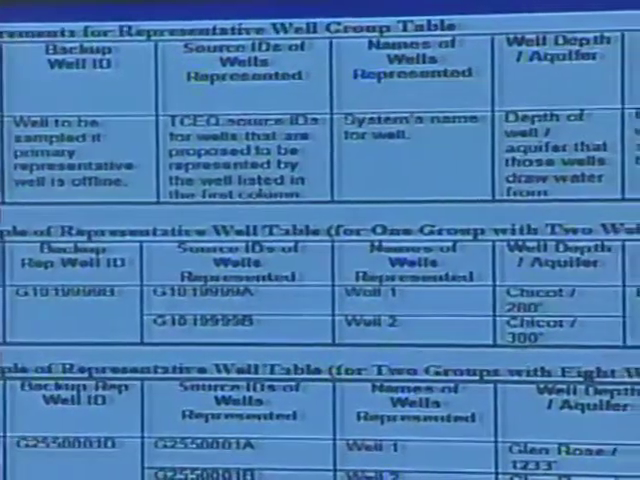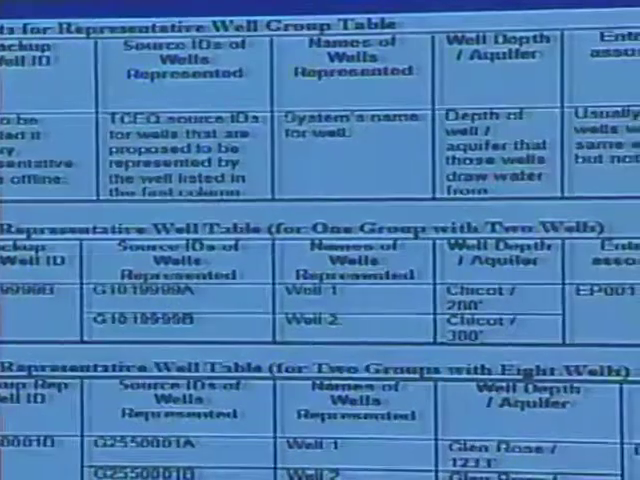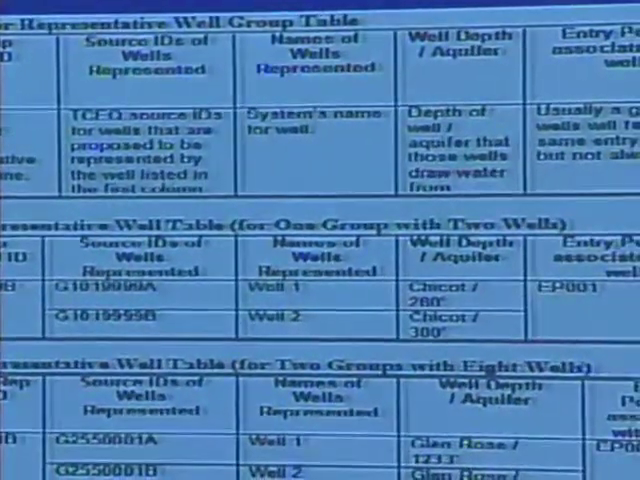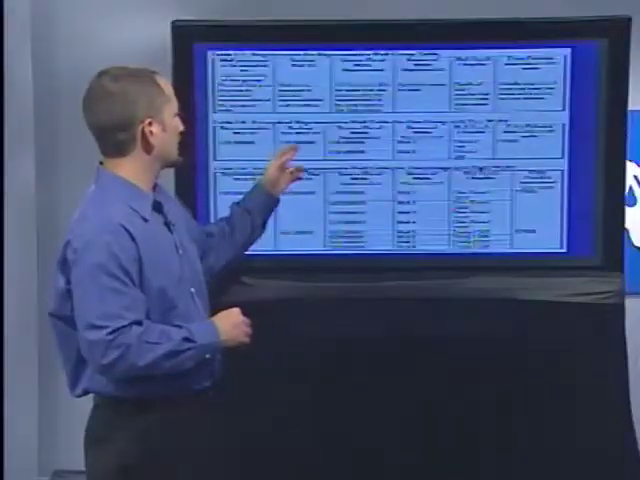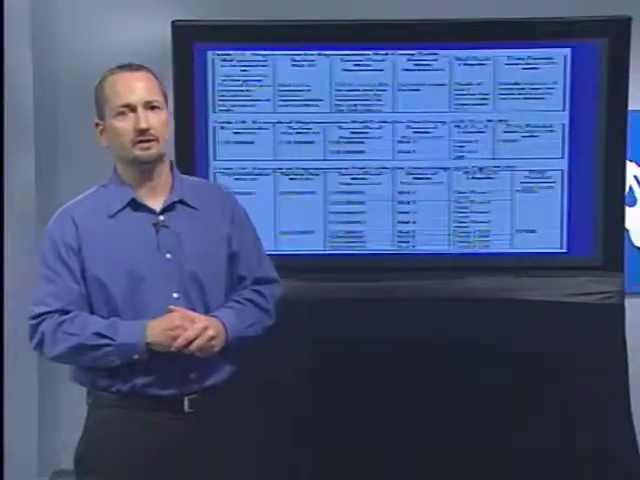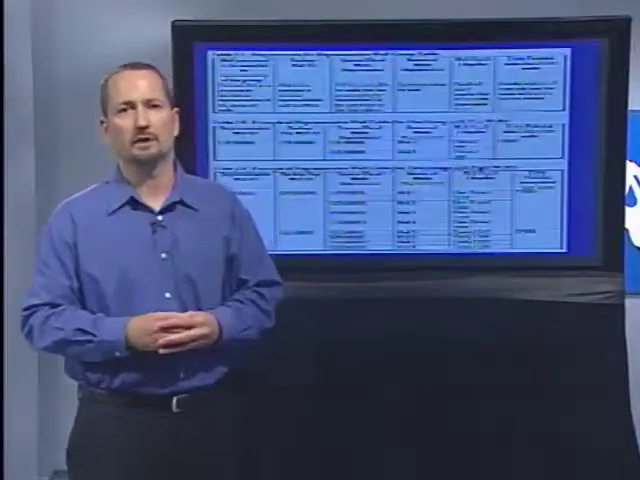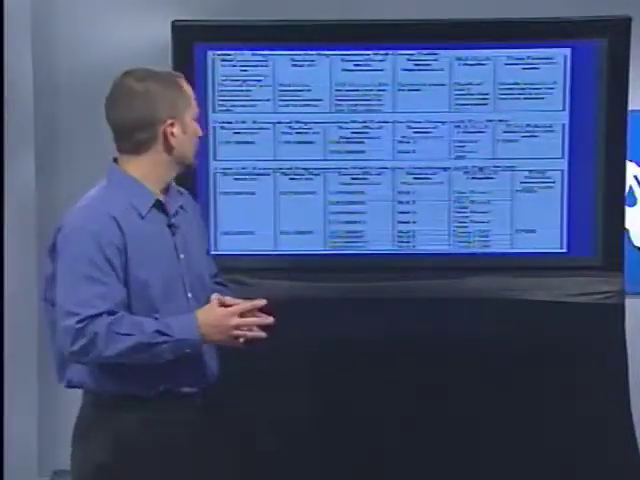So this system has designated well A, or well 1, as the representative well. And it's important to note that we like to see a backup representative well in case the primary representative well is out of service for some reason.